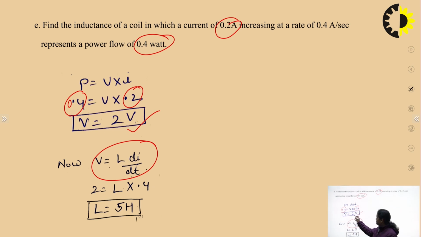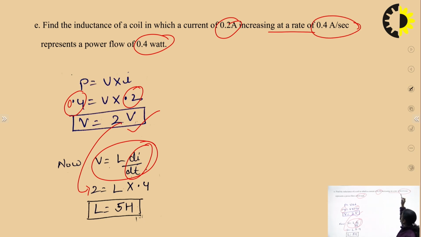So, we have found that V is equal to 2. So, you can write in place of V as 2, and the di by dt is given in the question, the increasing rate of 0.4 ampere per second. So, this is nothing but di by dt, right? So, this is 0.4. So, L is equal to 5 Henry. So, from this relation we can find that L is equal to 5 Henry.